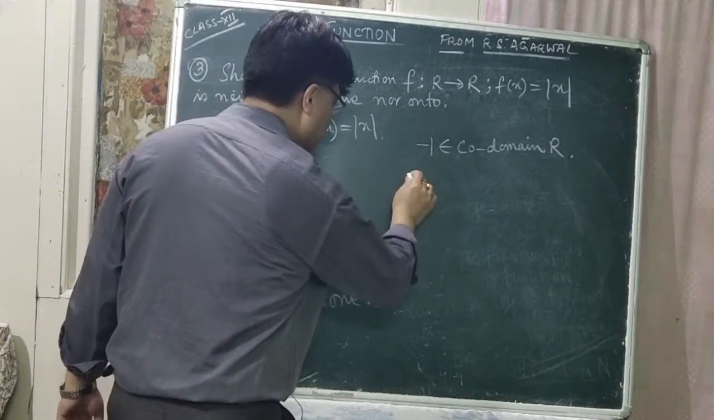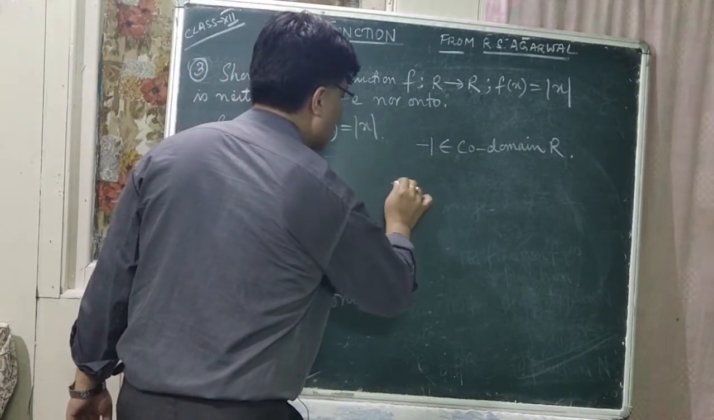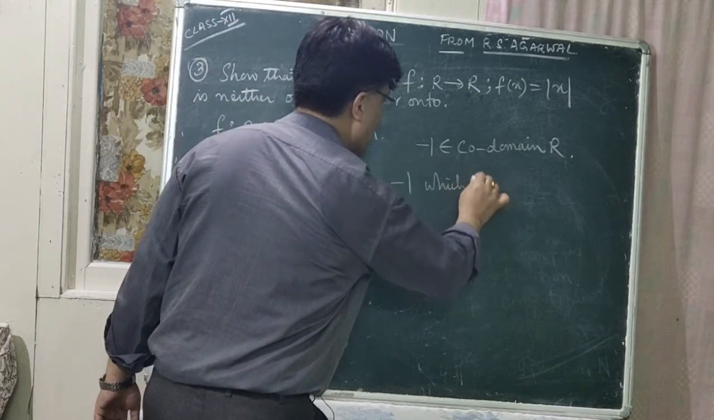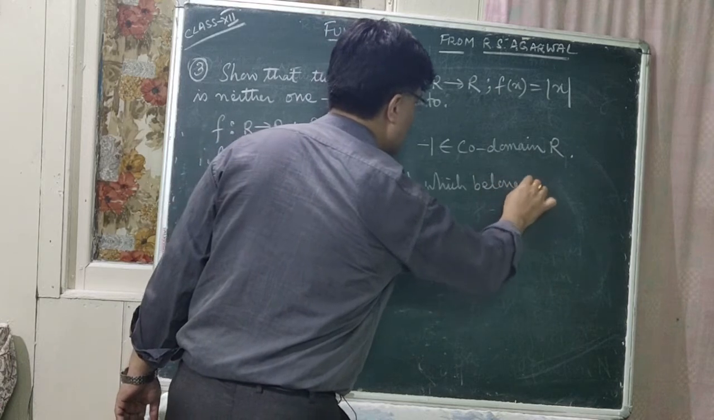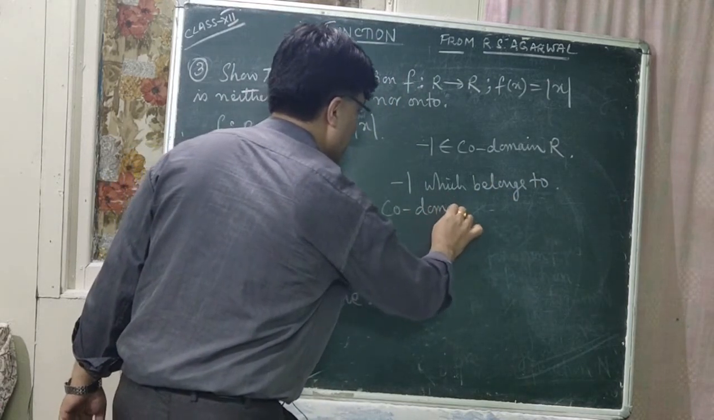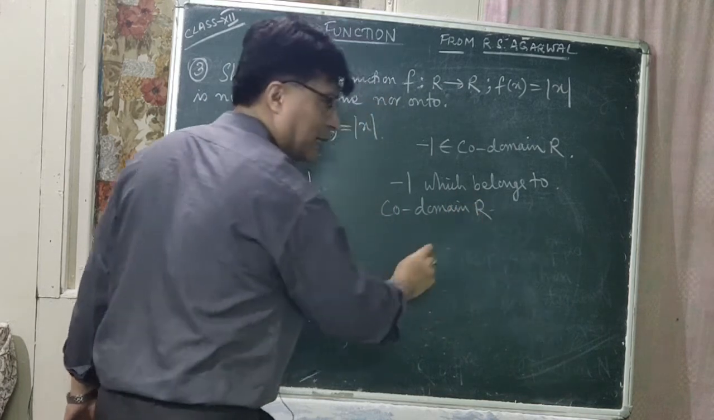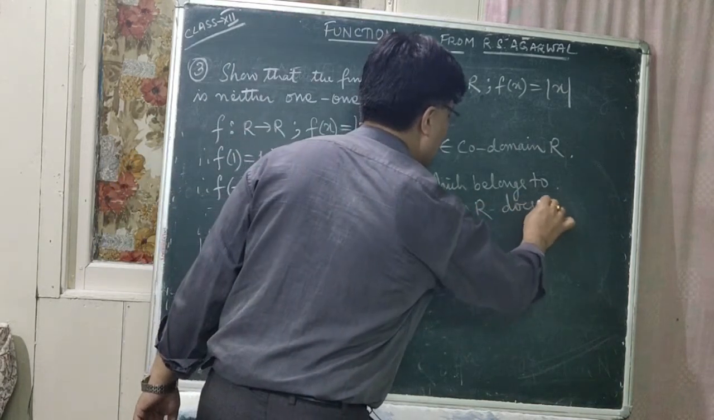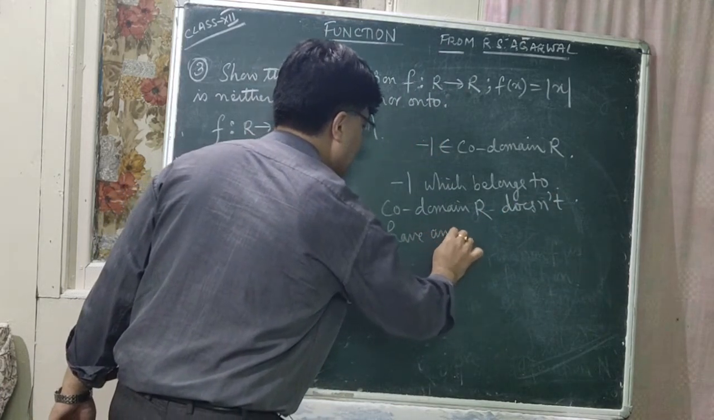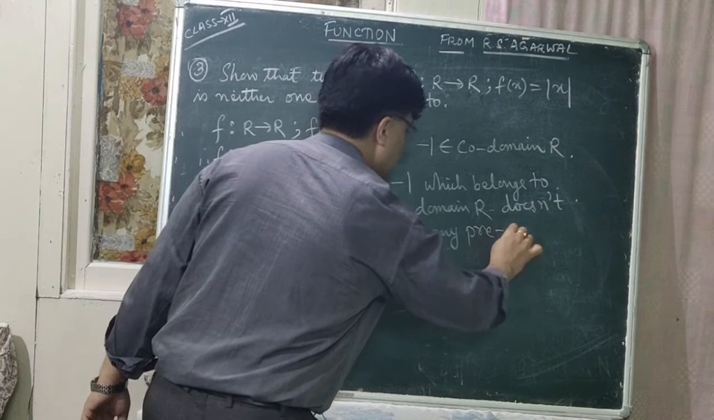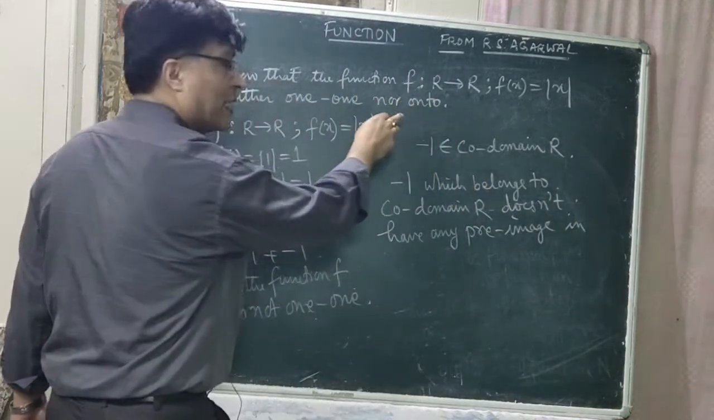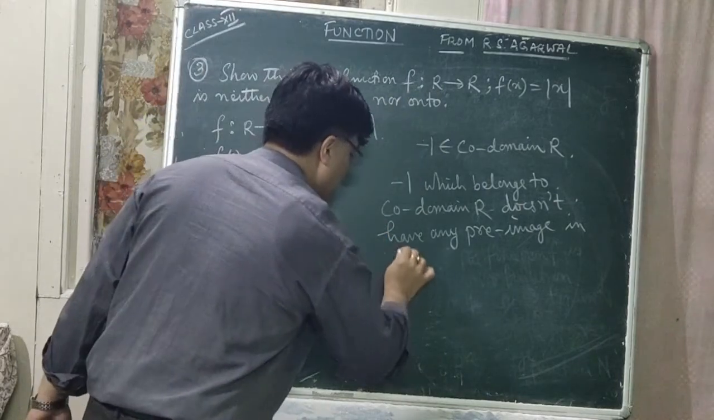So this minus 1 which belongs to codomain R does not have any pre-image in domain R, means this first R, in domain R.